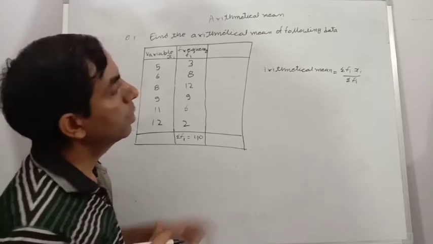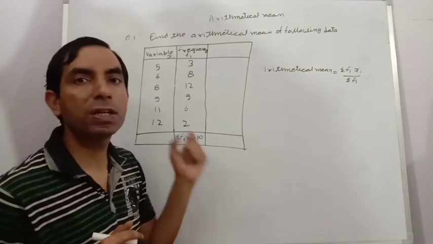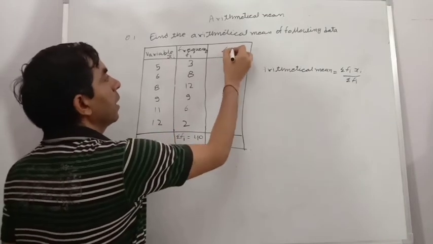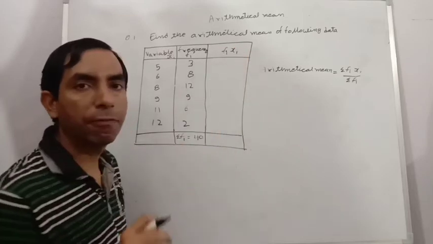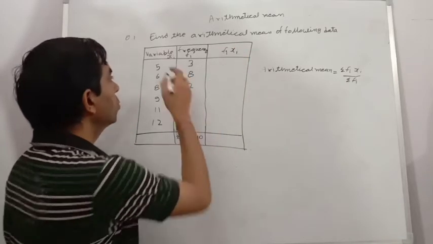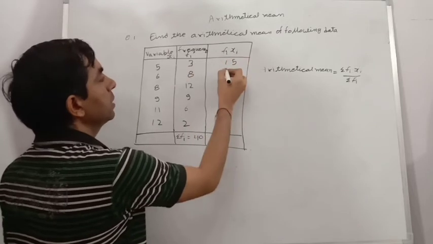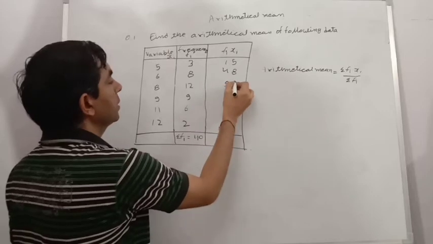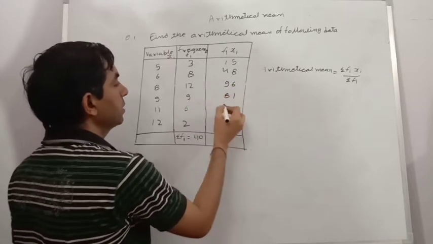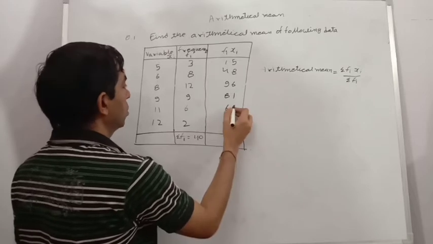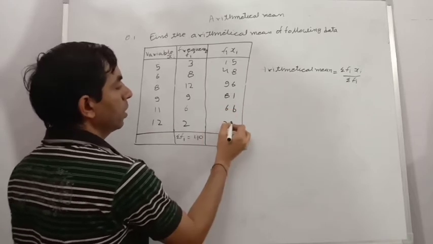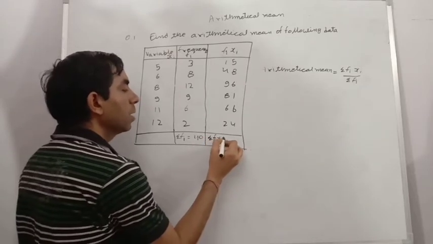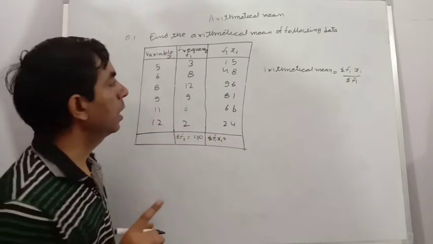Second, in the numerator we have summation of fx. So first we multiply the frequency by x, meaning fx. Here we write fi xi, and some students write fx. Both are right. So 5 threes are 15, 6 eights are 48, 12 eights are 96, 9 nines are 81, 11 sixes are 66, and 12 twos are 24.